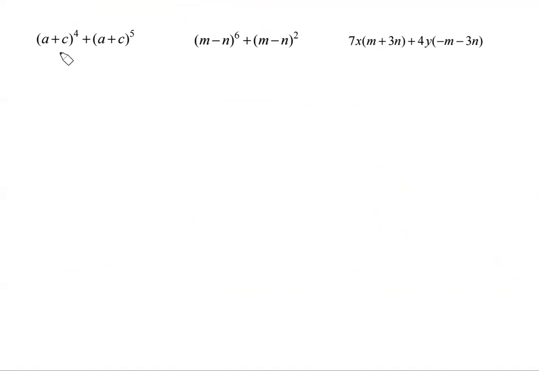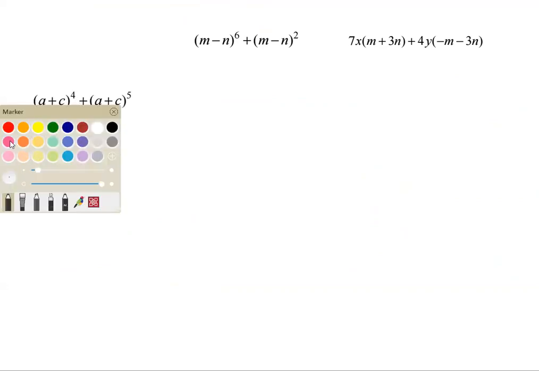Now, let's look at this and see what we have. We are having a different scenario now because we are having a plus c to the power of 4 and a plus c to the power of 5. But why does it seem difficult? Because we are represented now with a plus c.